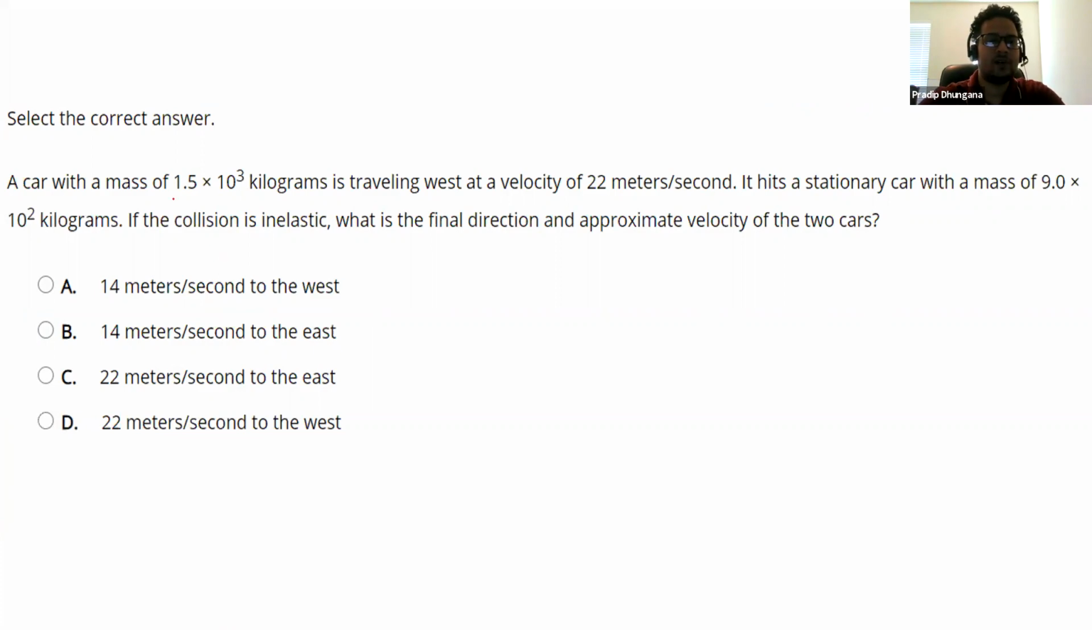The question is: a car with a mass of 1.5 times 10 to the power 3 kilograms, so we do have a mass of a car, traveling west at a velocity of 22 meters per second, hits a stationary car with a mass of 9.0 times 10 to the power 2 kilograms. So we do have a mass, but its velocity is 0. Stationary means 0. If the collision is inelastic, what is the final direction and approximate velocity of the two cars?